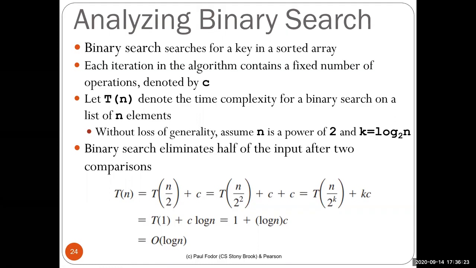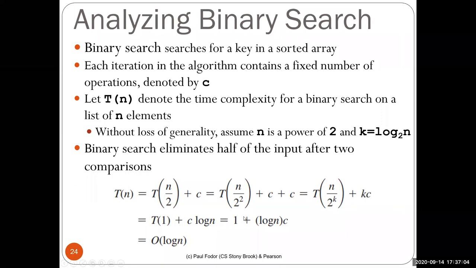And you continue this, and how many times do you continue it? You continue it until you have a single element, until after k steps, you have n divided by 2 to the power k, which is 1. You found a single element, and then you return. So what would be the value of T of n? It is basically 1, the constant time that it takes for finding the element in a single element array, plus c multiplied with k, but k was logarithm base 2 of n, so it's c multiplied with logarithm base 2 of n.